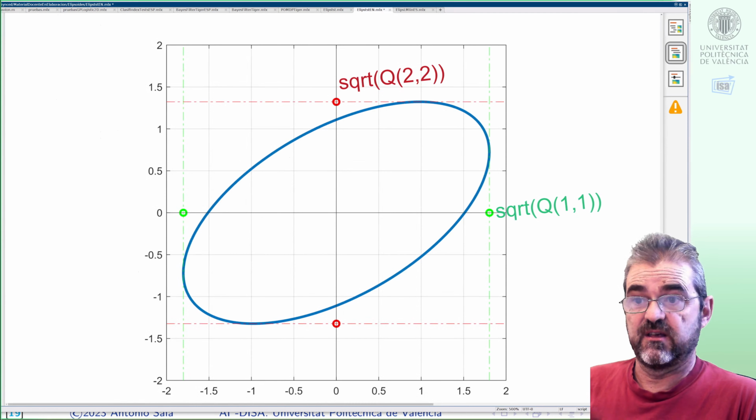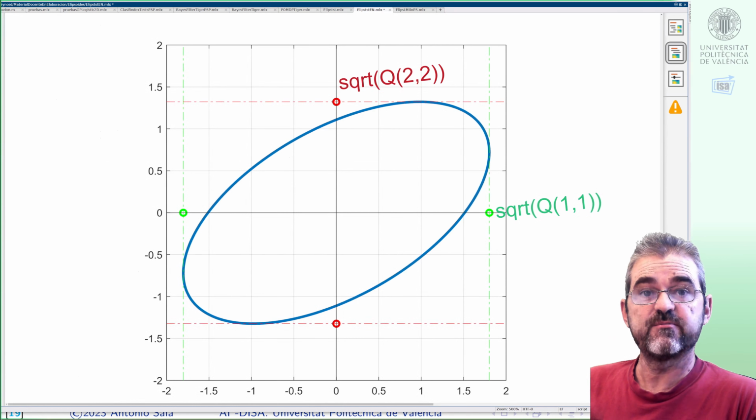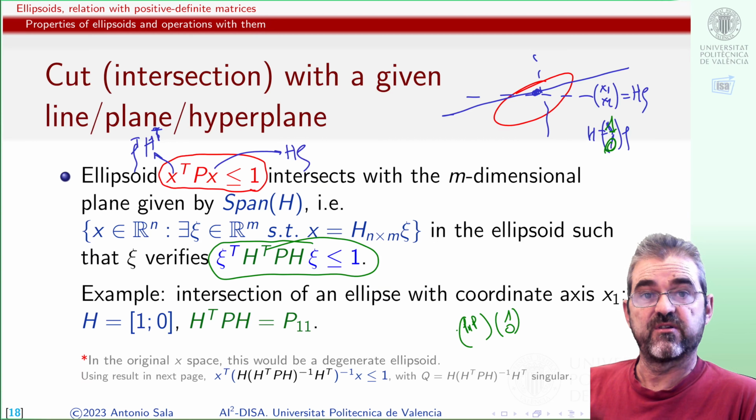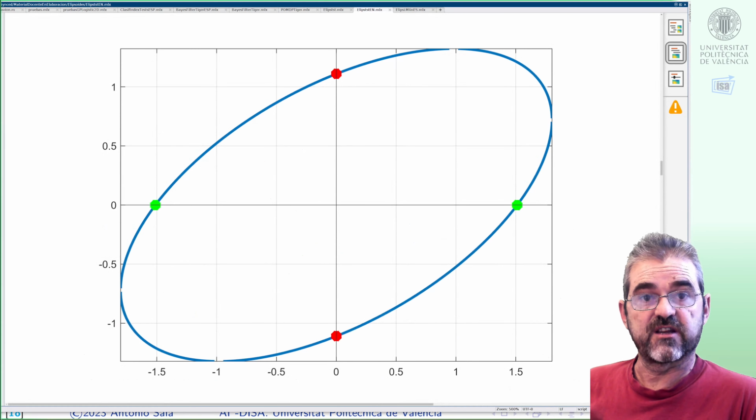So we conclude here. In this video we discussed how to compute the linear transformation of an ellipsoid, and we saw as an example the projection over the coordinate axis, but any arbitrary C matrix would do. The formula was easy in inverted form. We also computed the intersection of an ellipsoid and a hyperplane, and in this case the formula was easy in non-inverted form, and we also used as a simple example the intersection with the coordinate axis in our Matlab example.